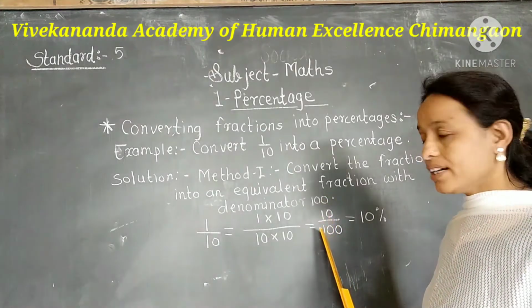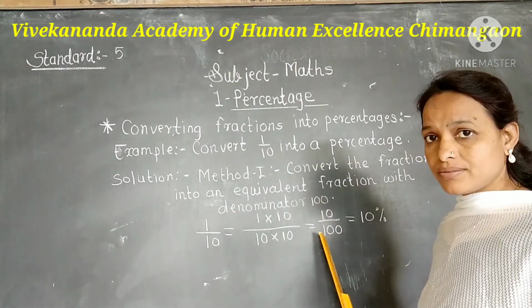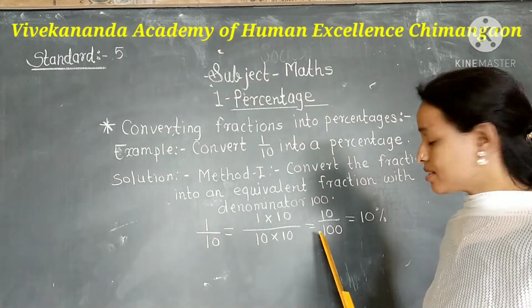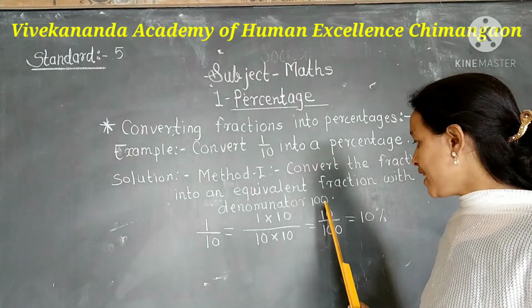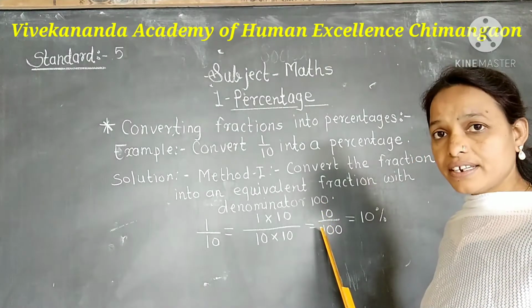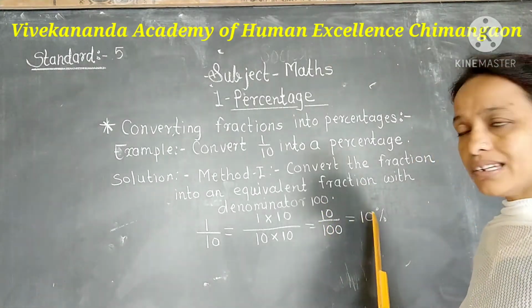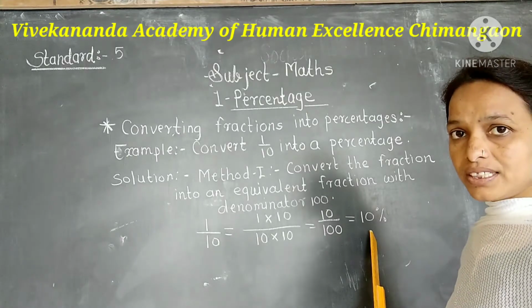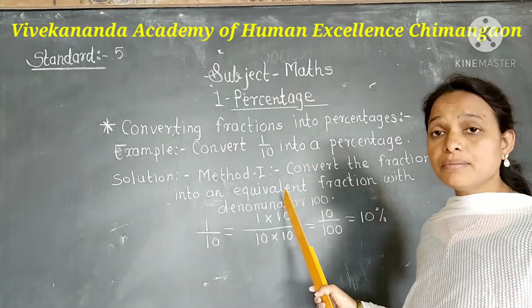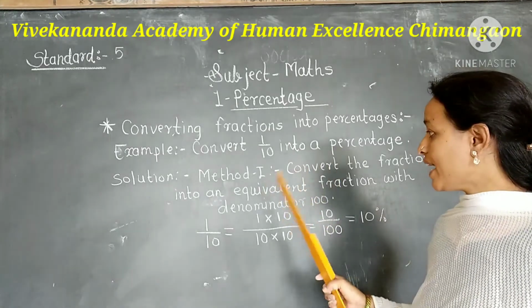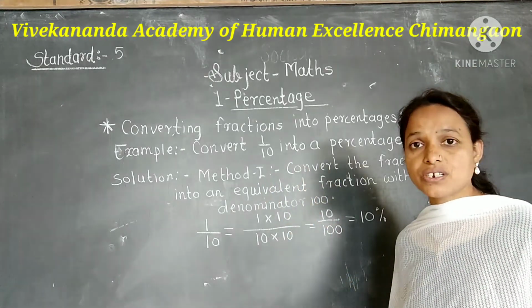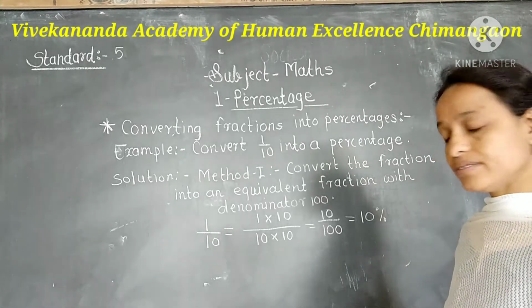So we get 10 upon 100. 10 upon 100 means 10 out of 100, and 10 upon 100, written in percentage, is 10%. In this way, this is method first: convert the fraction into an equivalent fraction with its denominator 100.